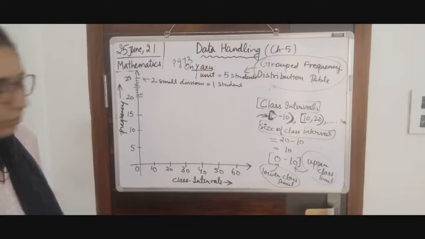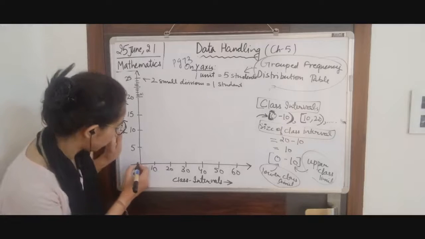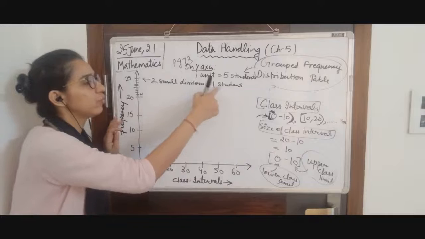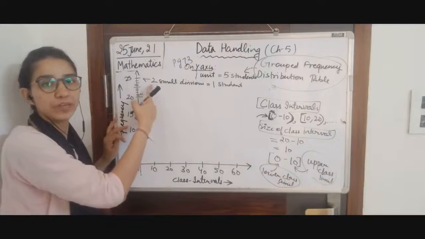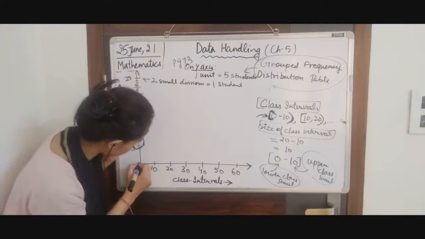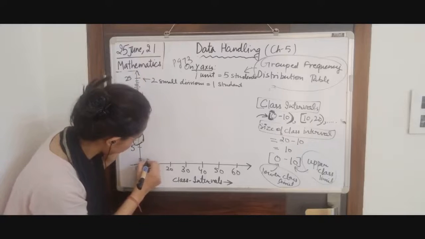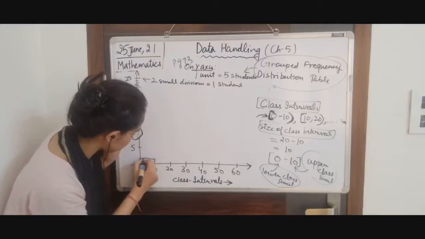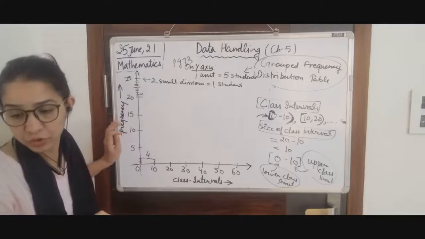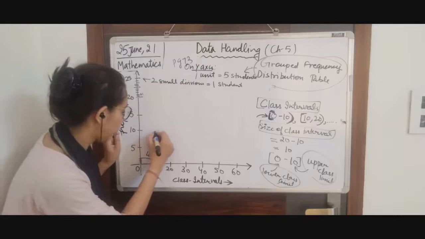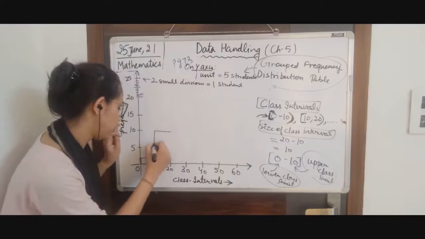Now first, for 0 to 10 we have frequency as 2. 2 means we have 4 small divisions, since 2 small divisions are 1 student. So we want to represent 2 students. We have to count how many divisions? 4 small divisions. 1, 2, 3, 4. The bar will be like this. Then 10 to 20 we have 10. 10 is going to be this.